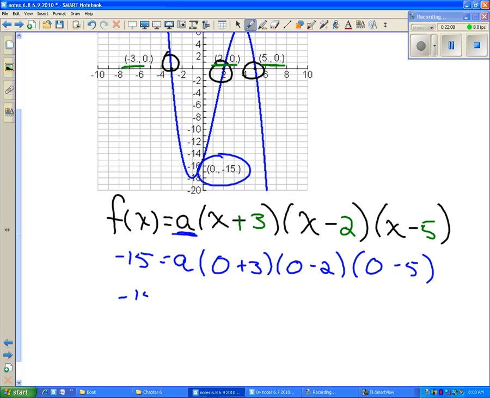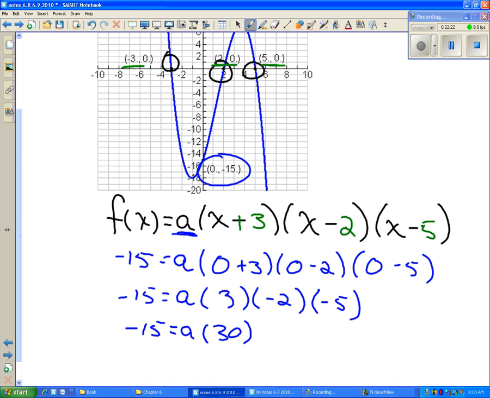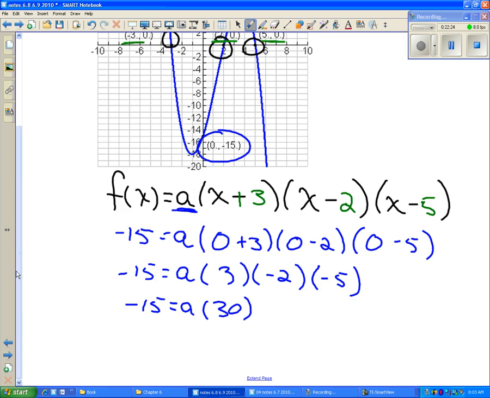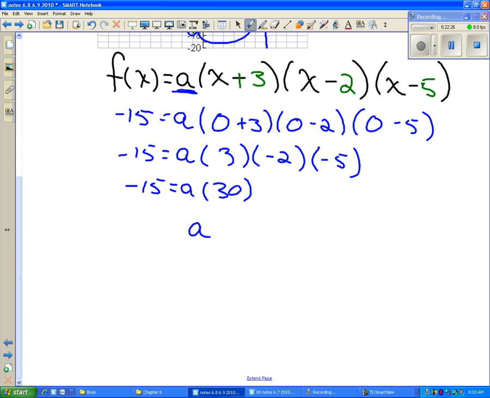So what does this get? Negative 15 is equal to A times 0 plus 3 is 3. Negative 2, 0 minus 2 is negative 2. 0 minus 5 is negative 5. So negative 15 is equal to A. 3 times negative 2 is negative 6. Negative 6 times negative 5 is 30. So A is equal to positive 30. Divide both sides by 30. I get A to be negative 15 over 30, or negative 1/2.